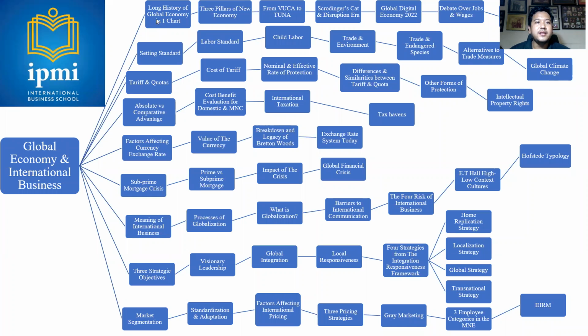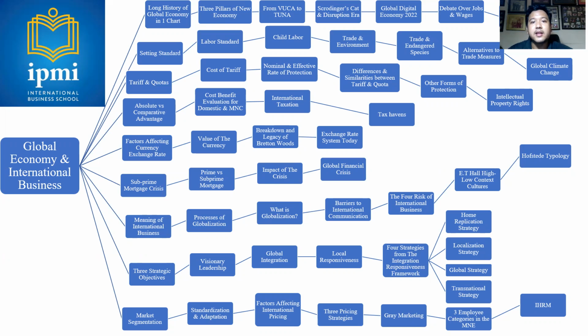First, we already discussed the long history of the global economy in one chart, where there is the shift in GDP from the West to the East. And next, there are also the three pillars of the new economy: cost reduction, better customer service, and transparency and competition. And next, there's also the shift from VUCA, the volatility, uncertainty, complexity, and ambiguity, to TUNA. What is TUNA? Turbulent, uncertainty, novel, and ambiguous.